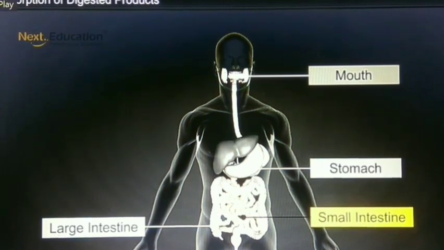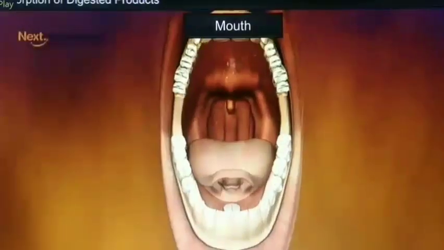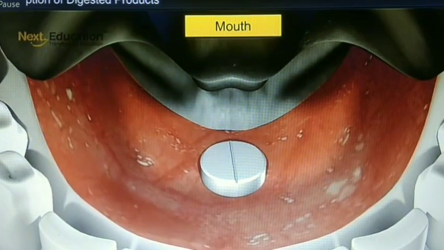Now, apart from the small intestine, absorption also takes place in the stomach, mouth and large intestine. So we'll see what are the nutrients which are absorbed through the mouth, stomach and the large intestine. Inside the mouth, certain medicines we keep under the tongue are absorbed through the inner lining of the buccal cavity, and through that they will be absorbed into the body.